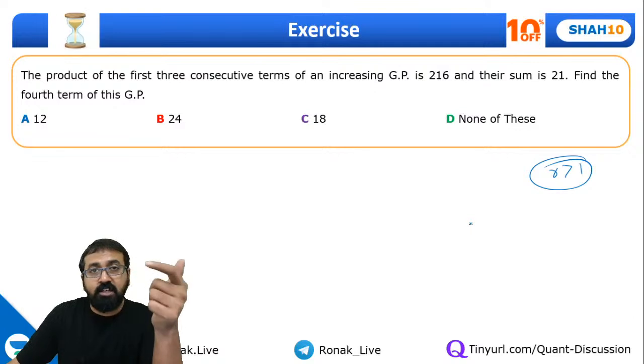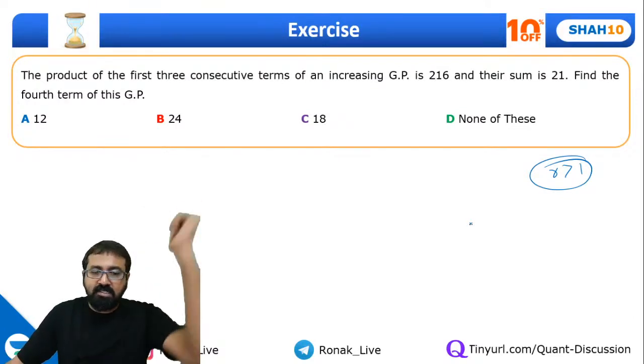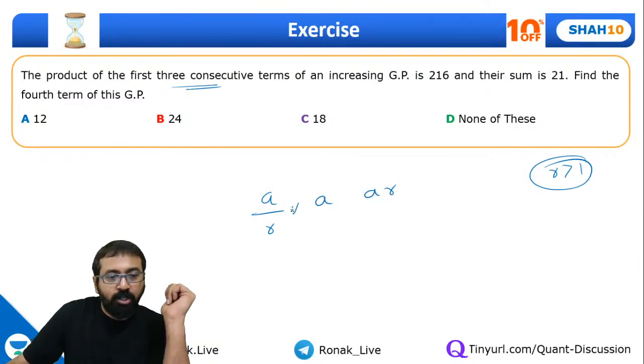When your ratio is greater than 1, that means if you multiply some number by more than 1, it will keep increasing, right? And we are talking about three consecutive terms. So once again, how should we assume? Let's assume A by R, then A and AR. These are the three terms. So the product is given as 216.